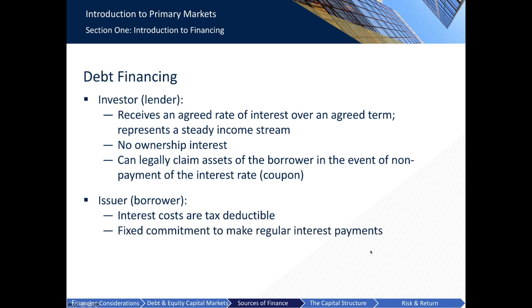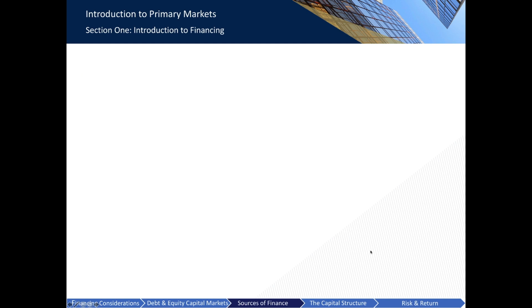However, the issuer is liable for the risk of making regular interest payments, so raising debt increases a fixed commitment. In terms of relative risk, debt is risky for the firm, while equity is risky for the investor. So what are the considerations that a company must make when deciding upon its financial options?